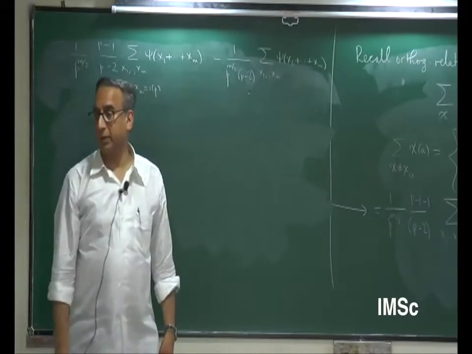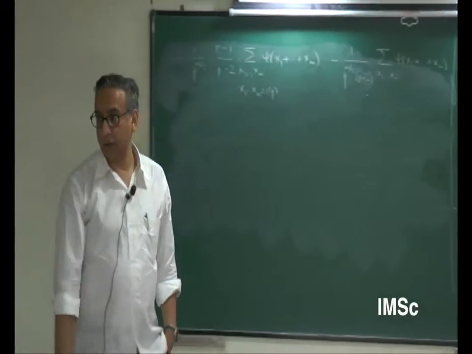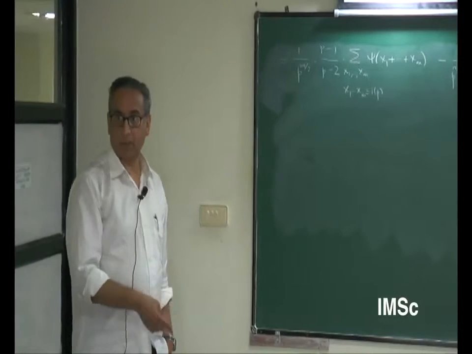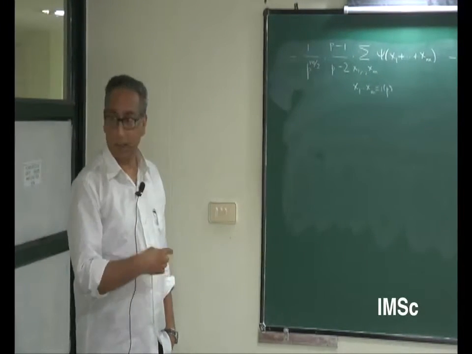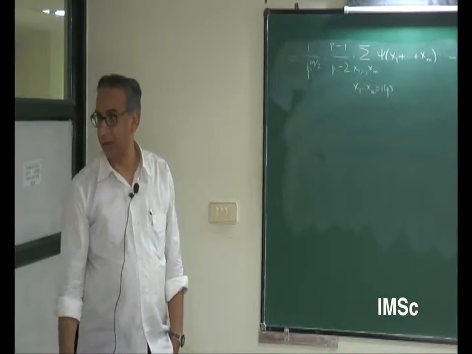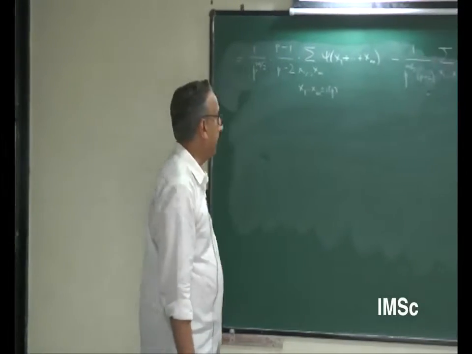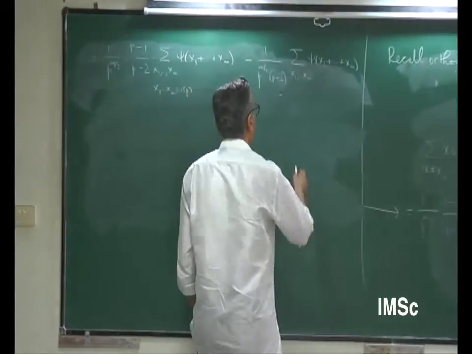Are you okay with that? There's no condition on the x1 to xn because the congruent to 1 and not congruent to 1 have now been combined. There's no need to put anything further, okay? Now this, what is this?